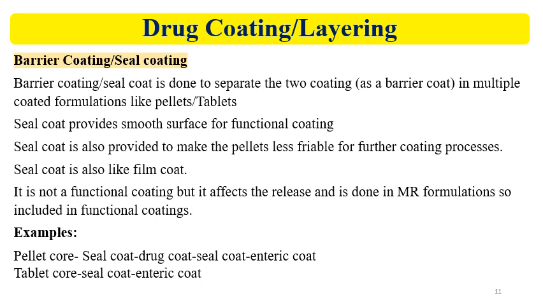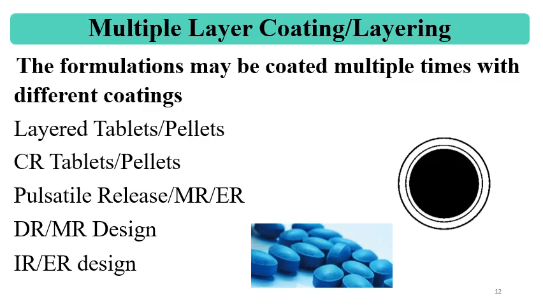Seal coat can also have the property of separating the two layers. In enteric coating formulation, the enteric polymers are acidic in nature, so seal coat is given to protect the acid labile drug from the acidic properties of the enteric polymer. Many times, two coatings are separated for having the release profile and also for improving the stability of the formulation. So these are the types of film coating onto the pellets and tablets.